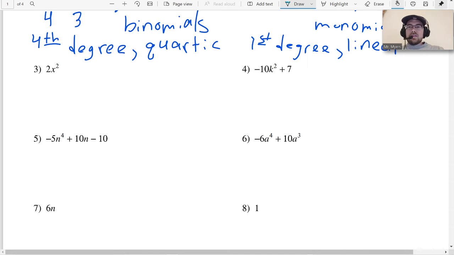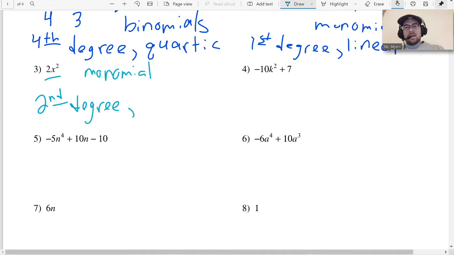And let's see here, 2x squared. It's just one thing, right? So monomial, one term. And then this is a power of 2, so it's a second degree, and the fancy name for that would be a quadratic.